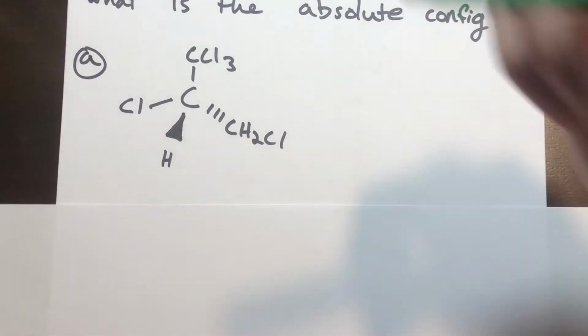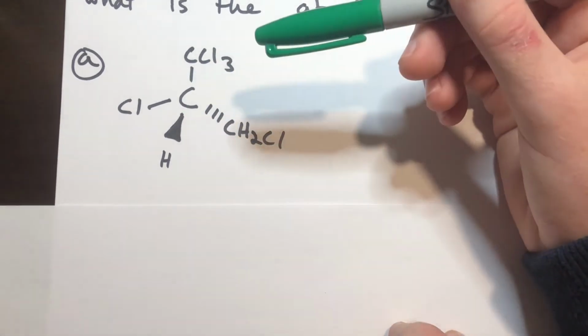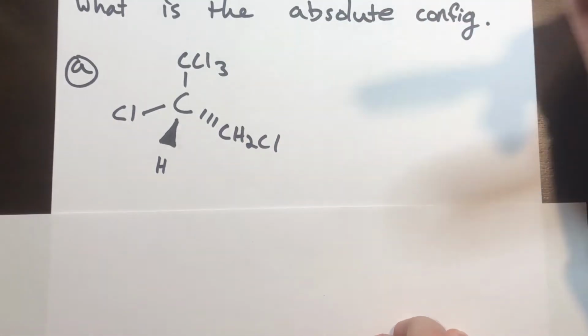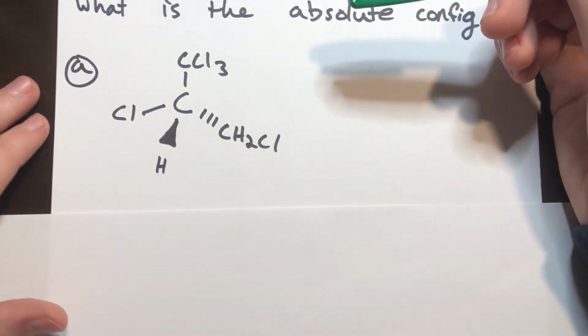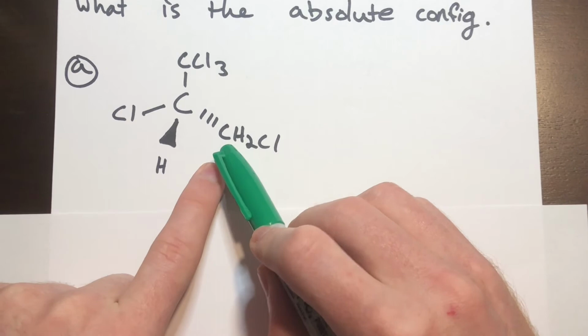First of all, in organic chemistry, like I mentioned before, carbons are usually going to be the center of chirality because they have the opportunity to have 4 different groups on them. So let's first consider this carbon here.